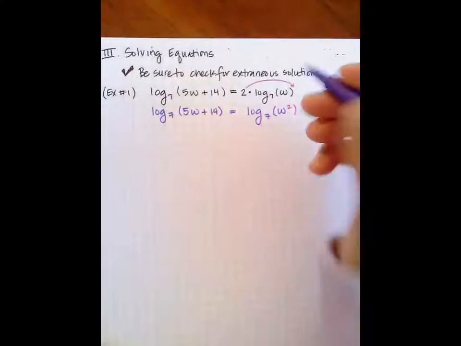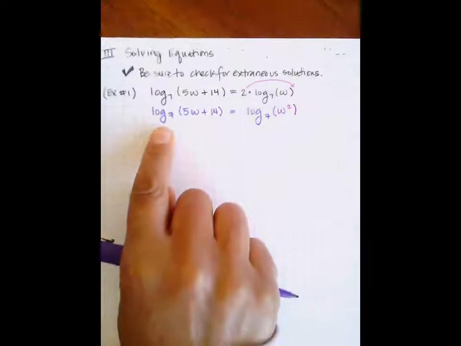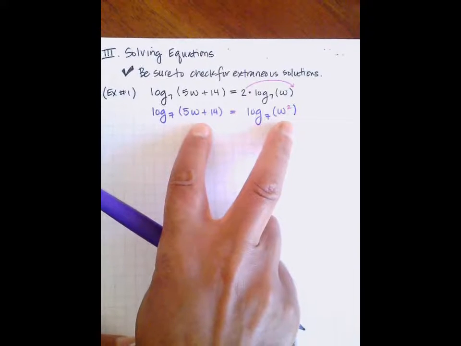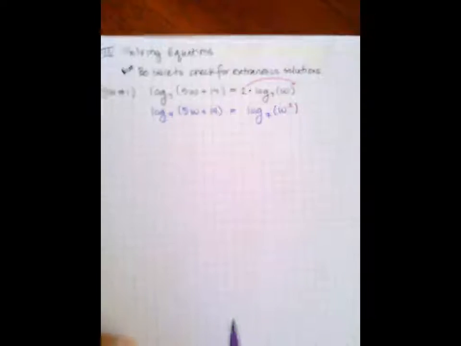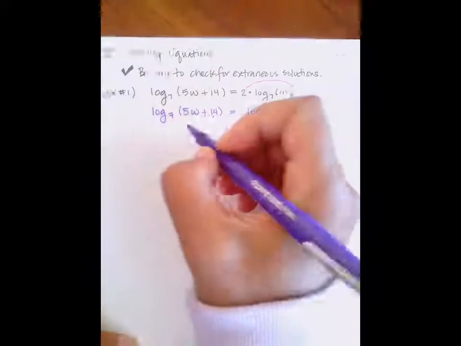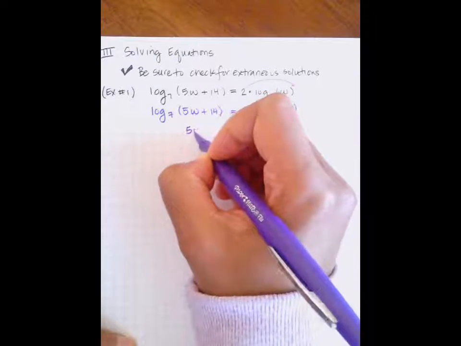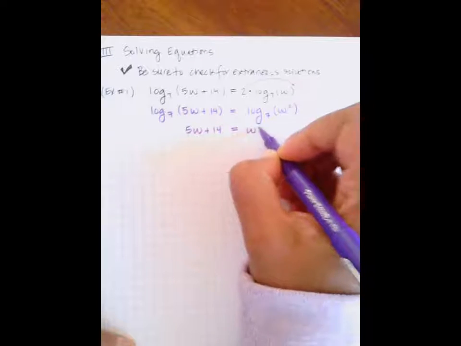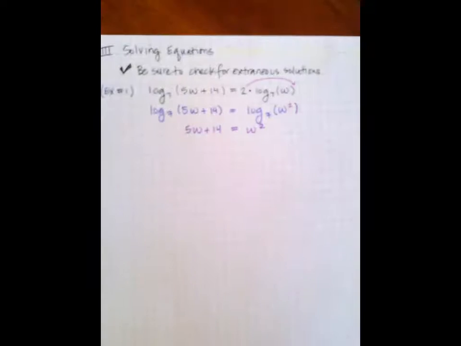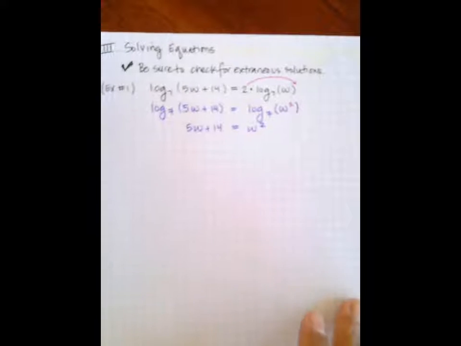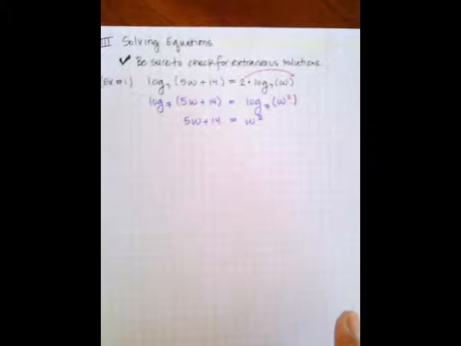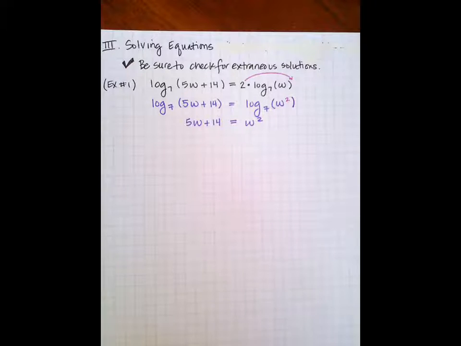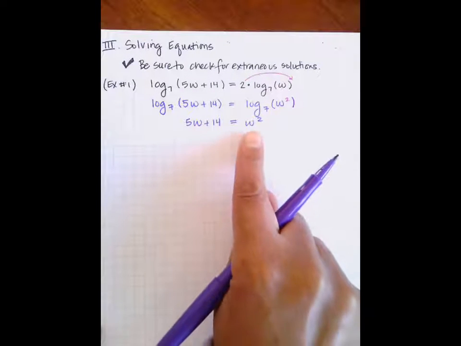Now that I've got a log base 7 equaling another log base 7, the arguments inside the parentheses must be equal to each other. So I can just set them equal. When is 5w plus 14 equal to w squared? That's what I need to solve, because that will tell me when the left and right hand sides are equal. I happen to see that I have a quadratic equation because of this w squared.